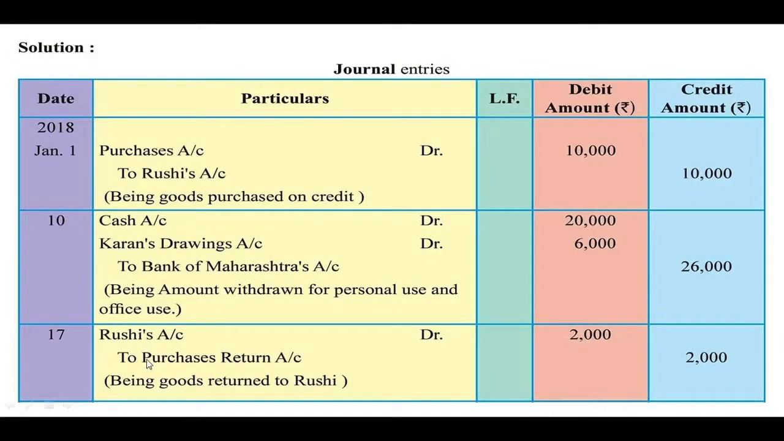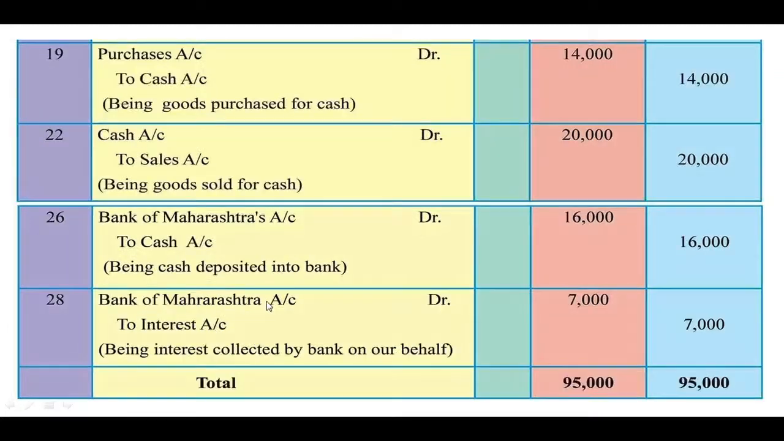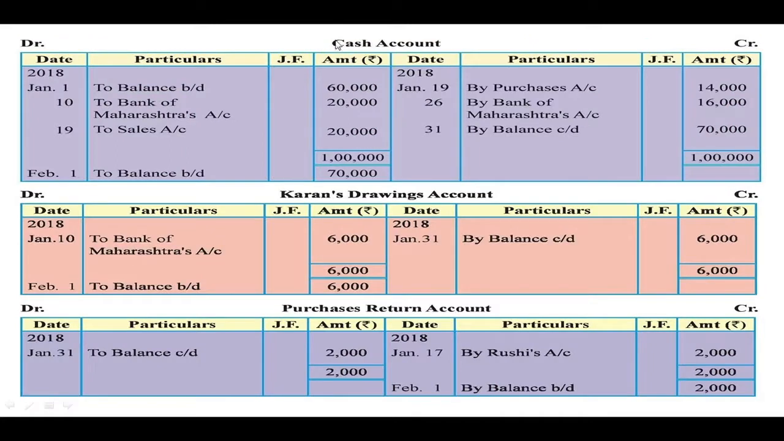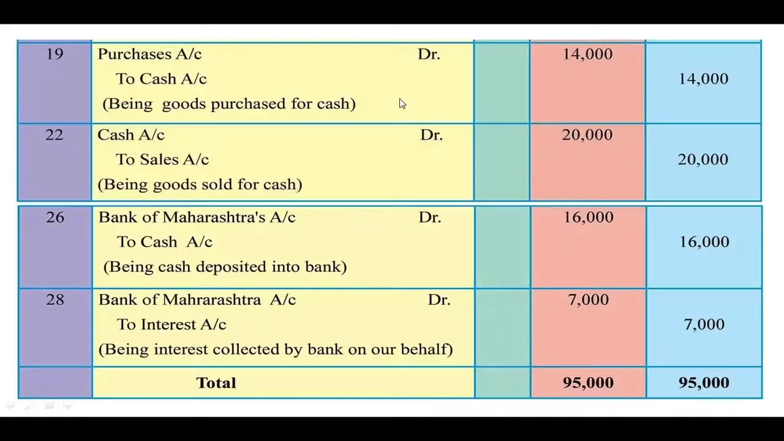In the third entry you cannot see cash account, so you have to leave that entry. Here you can see cash account is credited and the opposite account is purchases account, which is debited. So therefore this amount will be recorded on the credit side of the cash account. Here you can see by purchases account 14,000 is written. Then we have to go through other entries.